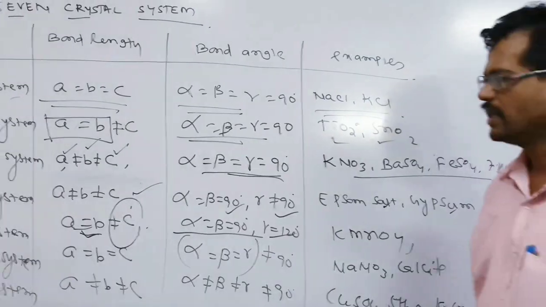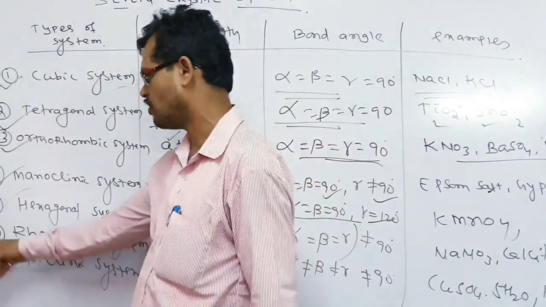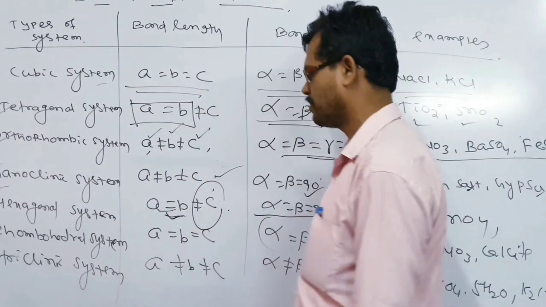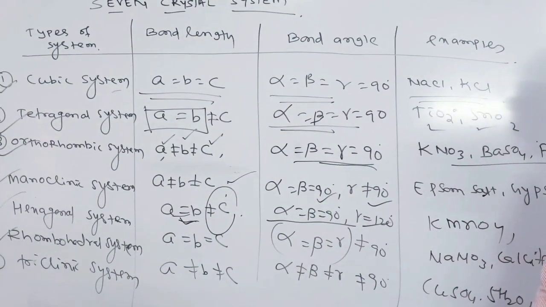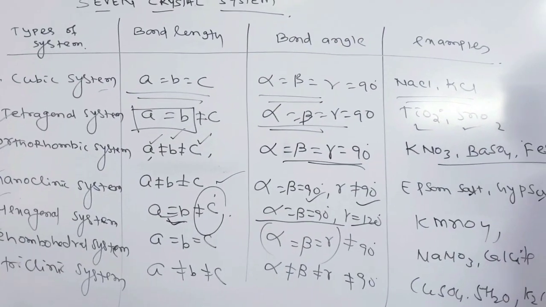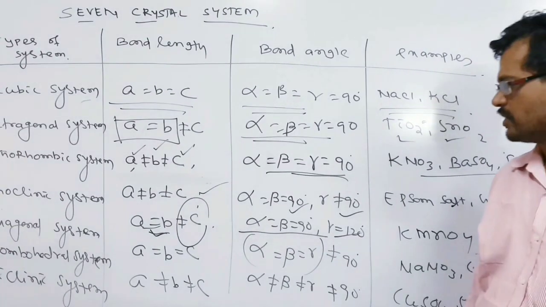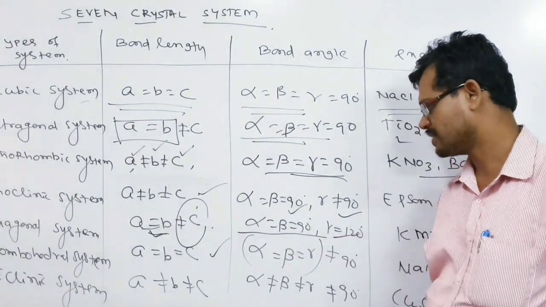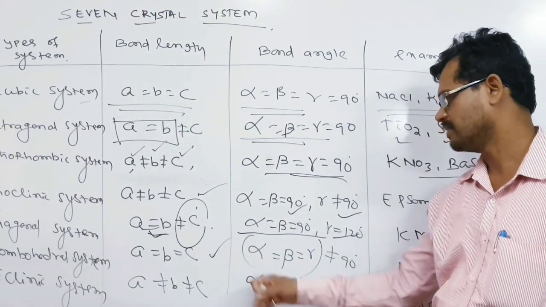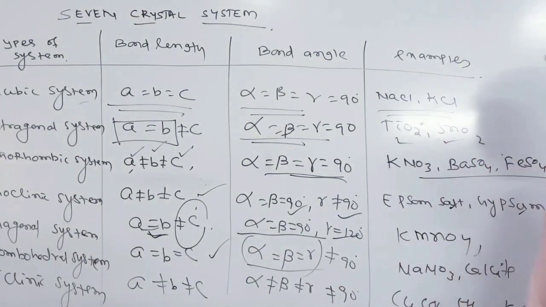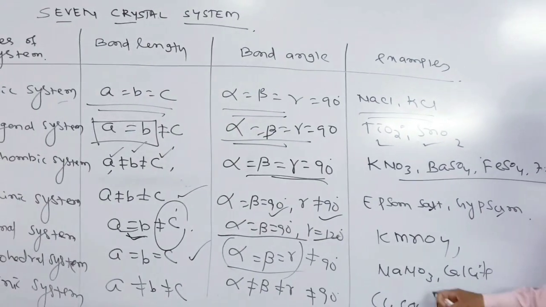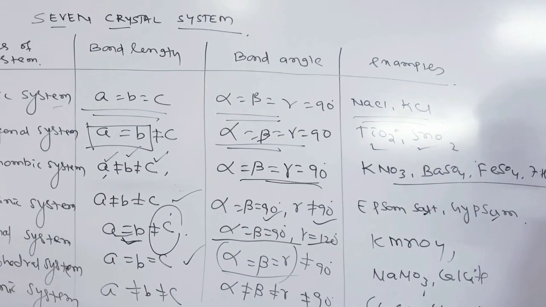Next, we come to the rhombohedral system. In the case of the rhombohedral system, the three lengths a, b, and c are equal, whereas the angles alpha, beta, gamma are not equal to 90 degrees. Some examples are sodium nitrate, just like that.